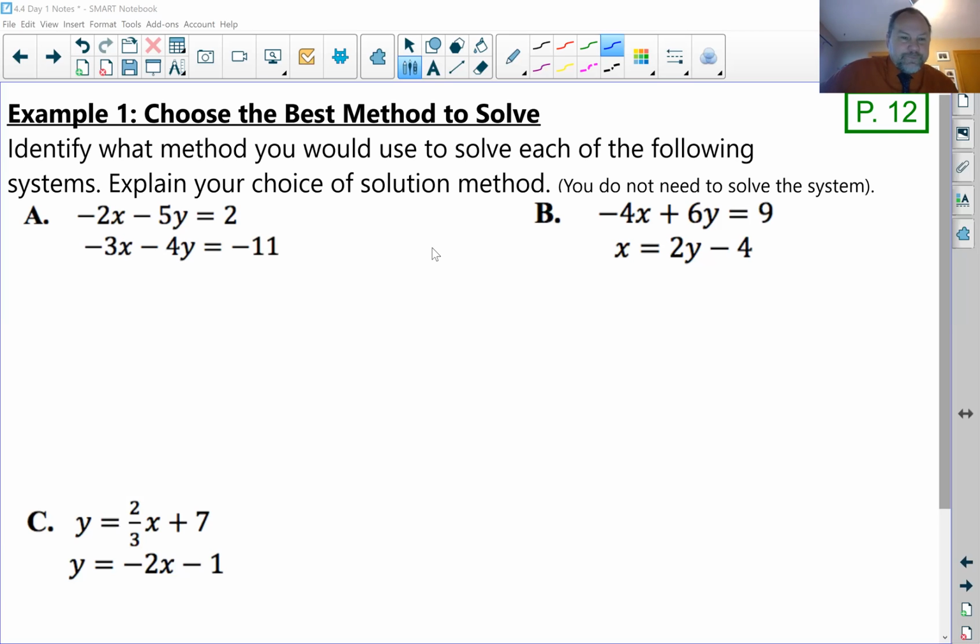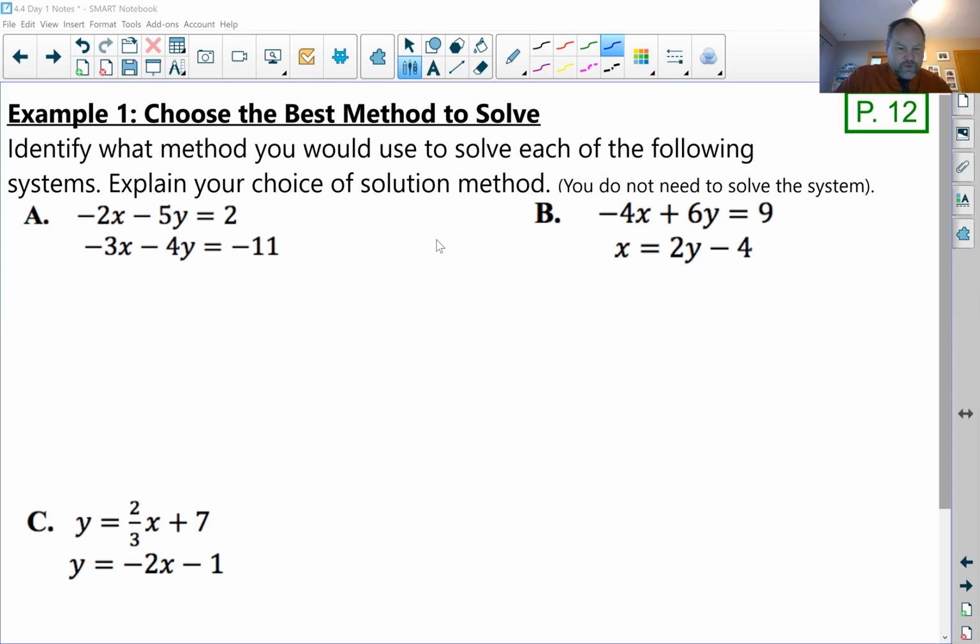Is at least one of them in either x equals or y equals form? The first one is not. We already took a look at that. The second one is not. So I probably wouldn't use substitution. Now that doesn't mean you can't. It just probably wouldn't be the most effective. And then if I'm not using graphing or substitution, I would use elimination. And you see we're not going to actually solve that one.